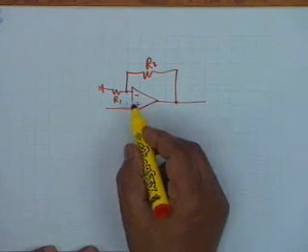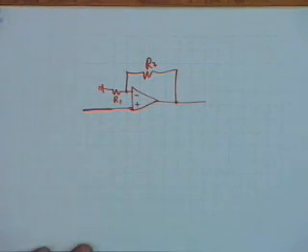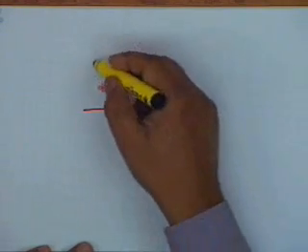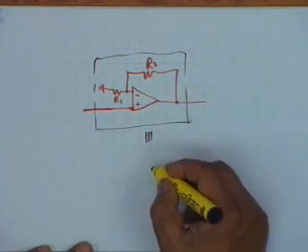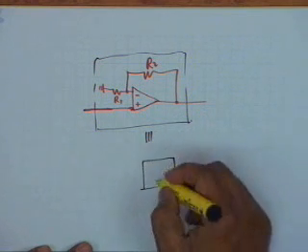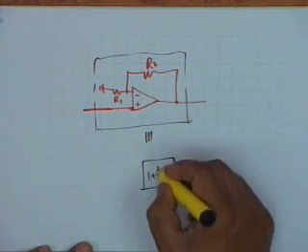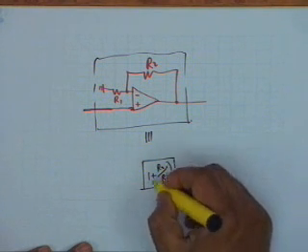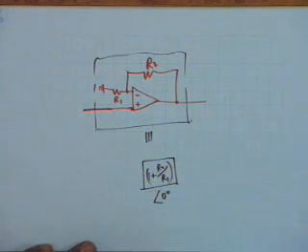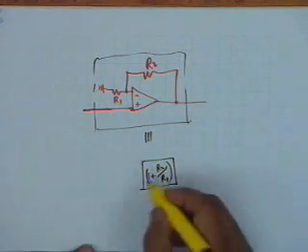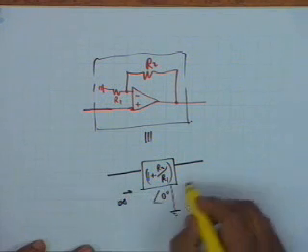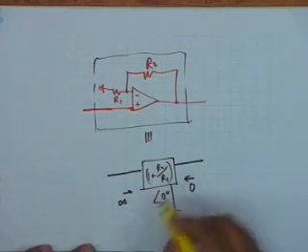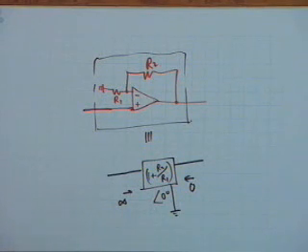Okay, and the input is applied here. I want to make this into an oscillator, and one of the ways, you see this block is equivalent to an amplifier of gain 1 plus R2 by R1, and the phase shift is 0 degree because it is non-inverting. What is the input impedance? Input impedance is infinity. What is the output impedance? 0. So it is an ideal amplifier.